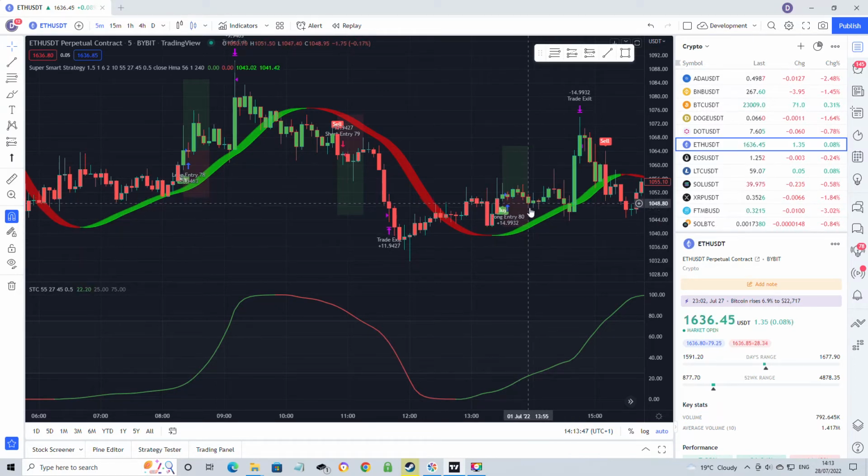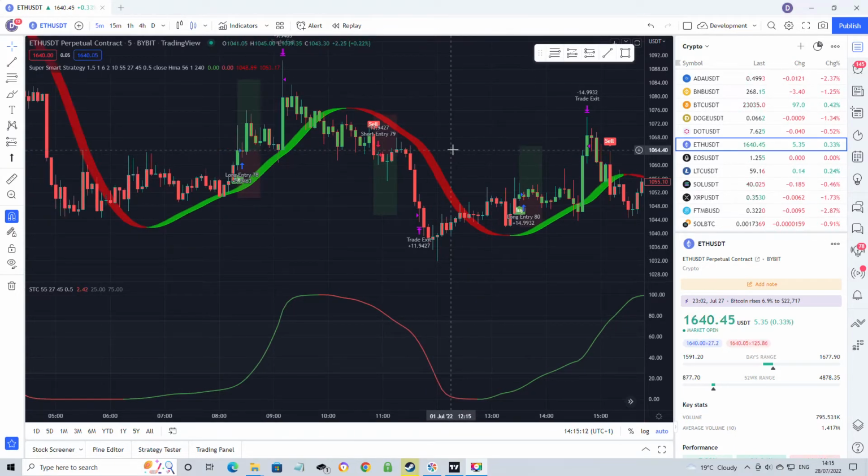And then again, the next trade would be over here. STC is green below the 25 level. There's a buy signal on the UT bot. The whole suite is green, so to enter on this candle here. Stop loss, recent swing low, targeting a 1 to 1.5 risk reward ratio. And again, that was hit on this candle here. So in this case, there were 3 successful trades and wins.